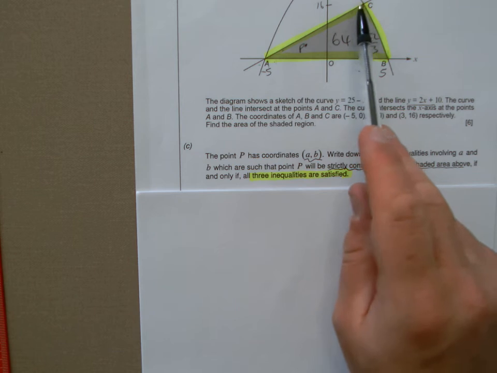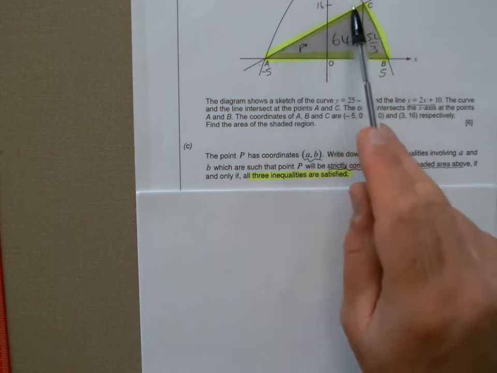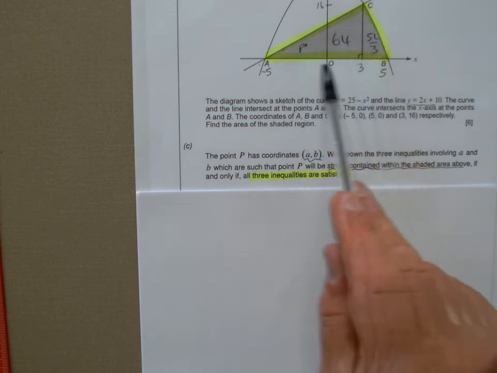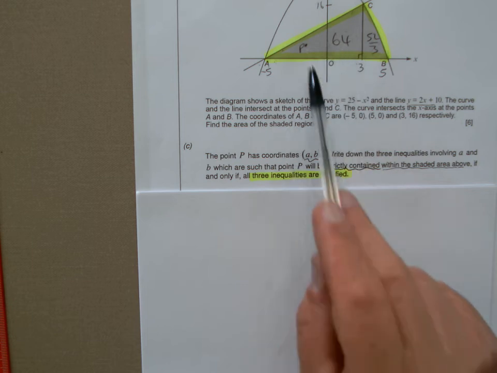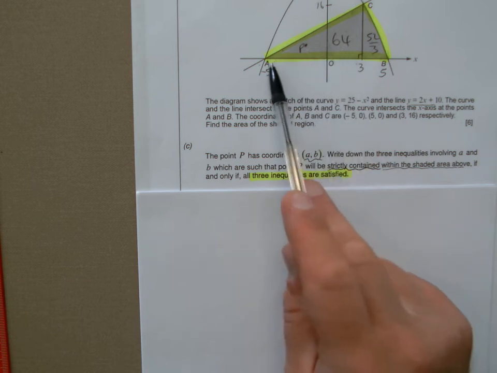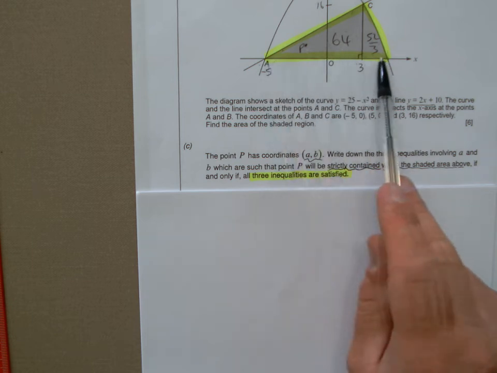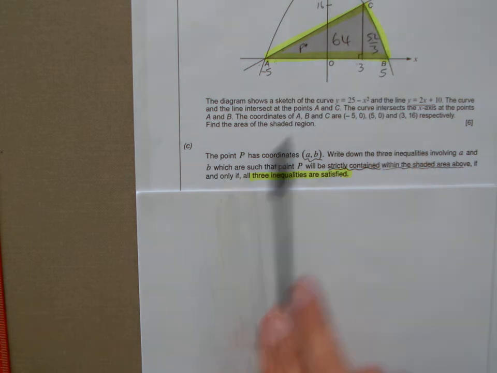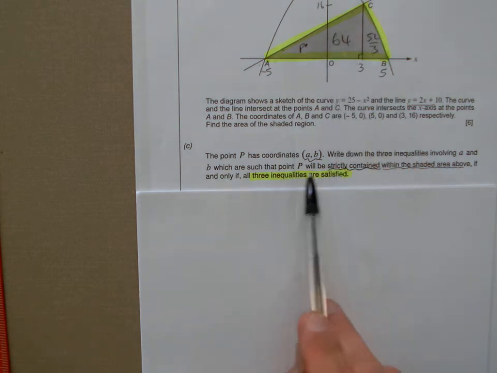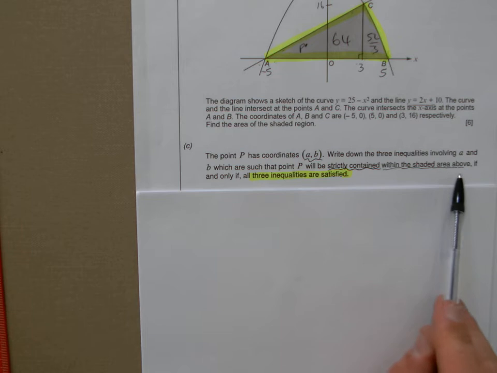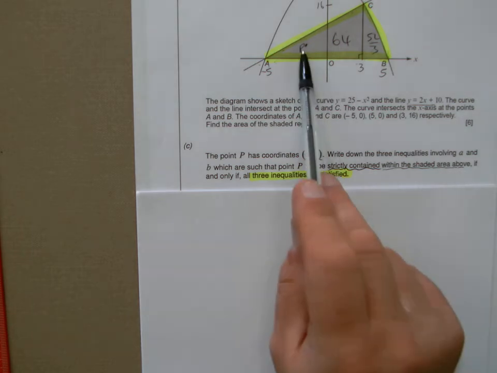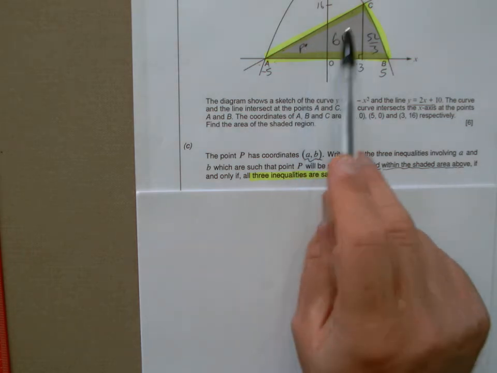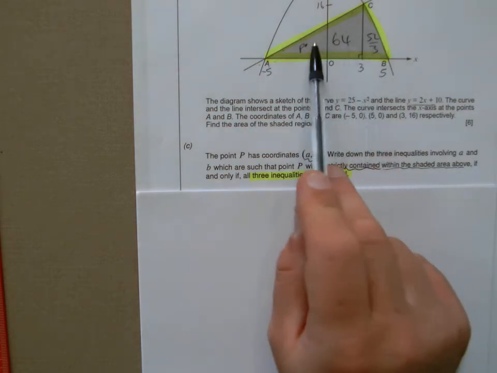I've used a highlighter here to highlight the boundary of this shaded area, yeah? Okay, and you can see that there are three sides to it, if you like. You've got this line here, and then that curvy bit there, which is the boundary of the shaded area. And they're saying P is going to be strictly contained within the shaded area above. So P could be there, for instance. P could be anywhere in here, but it's got to be strictly within it.